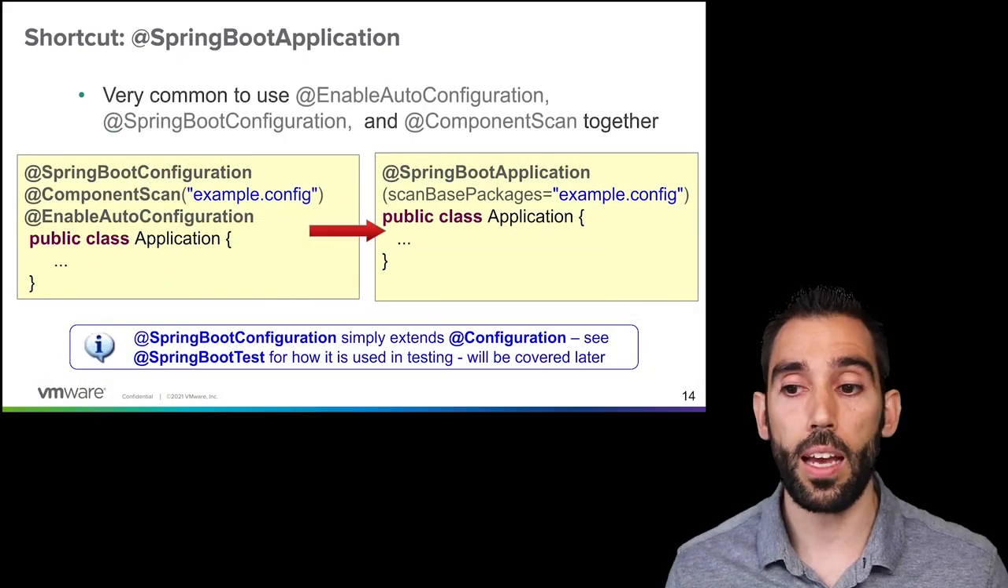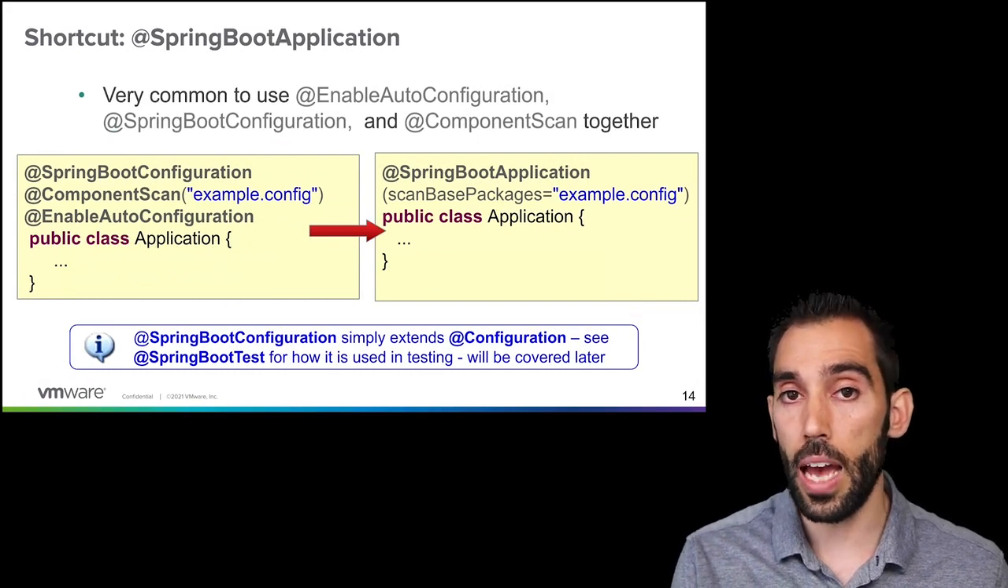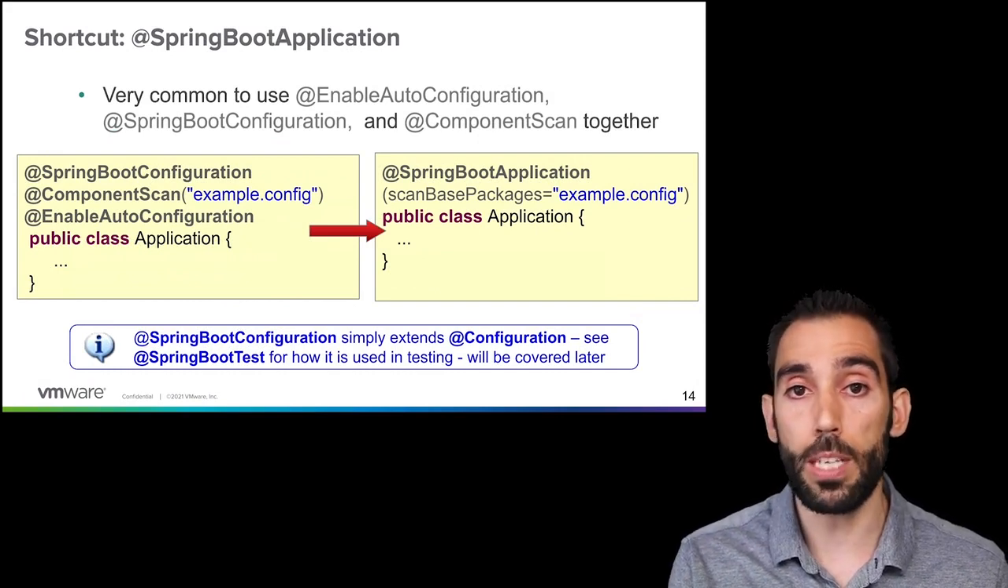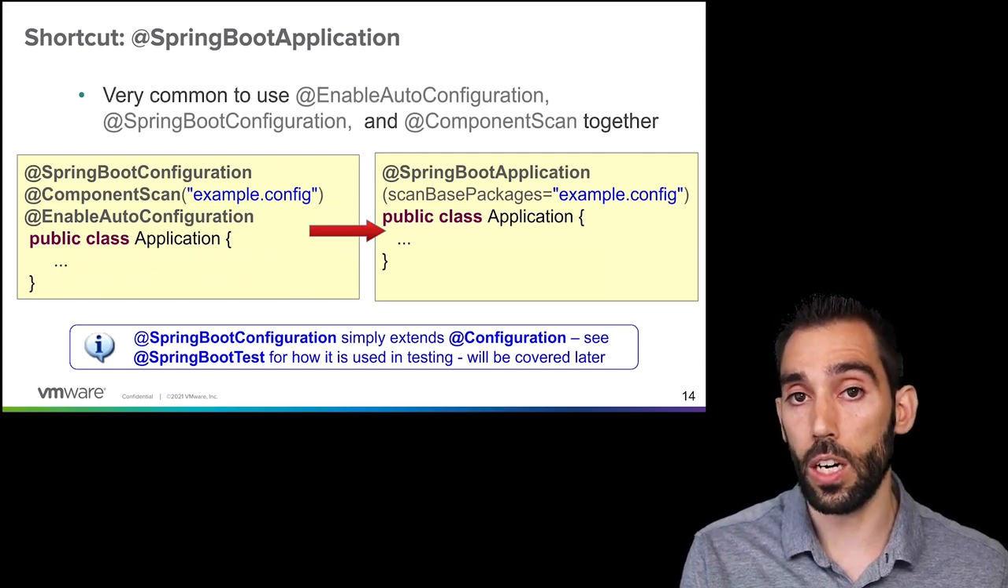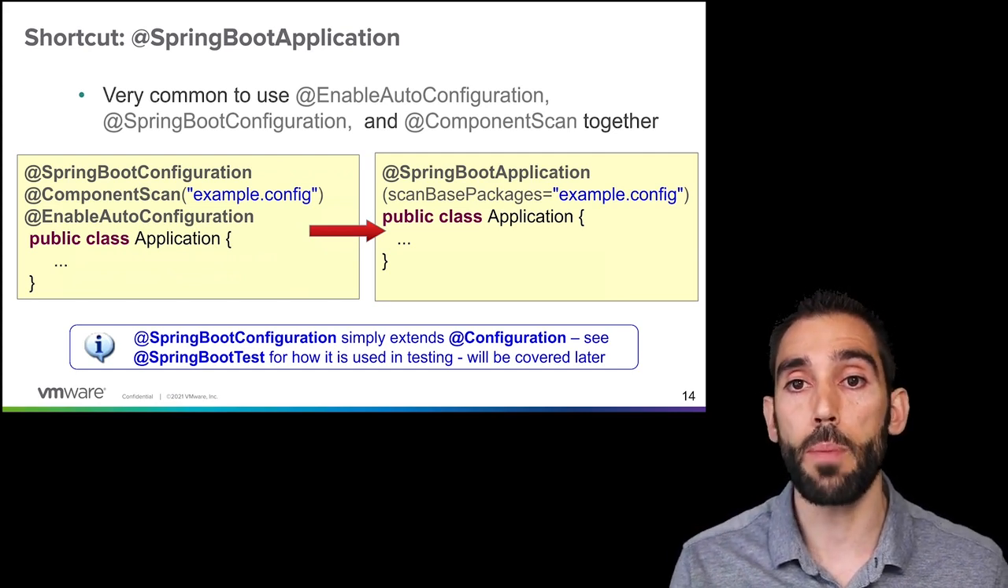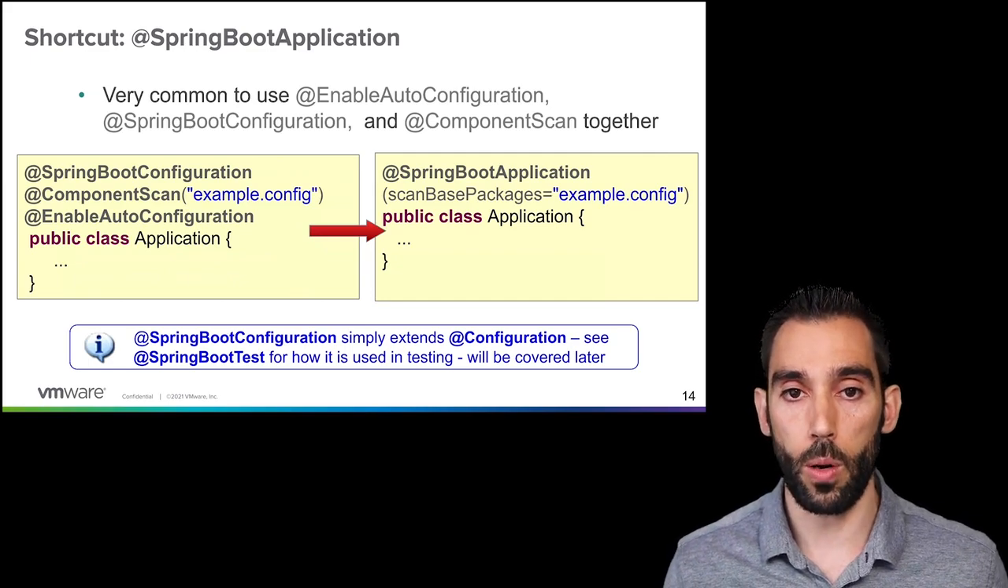@SpringBootApplication allows you to define the base package to do component scanning. If you omit that package, what it will do is scan from where you are. So basically the package where @SpringBootApplication is configured will be where we start component scanning. So this package plus subpackages will be scanned for components.